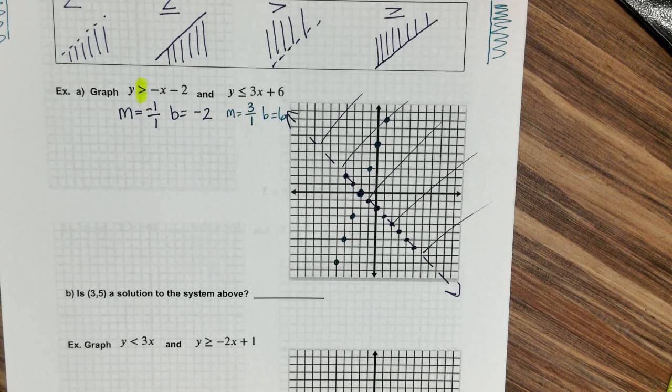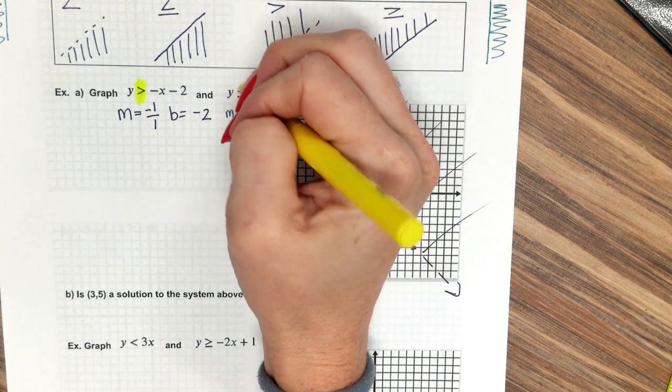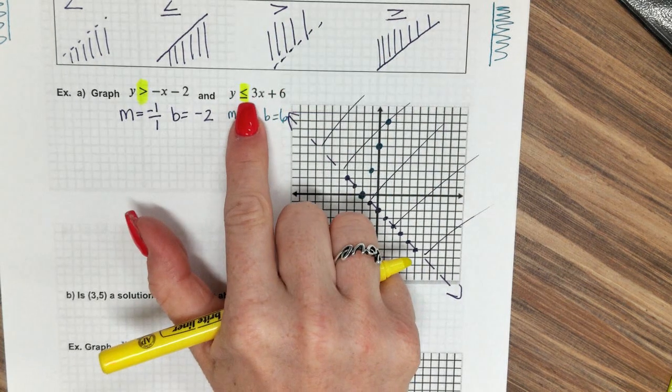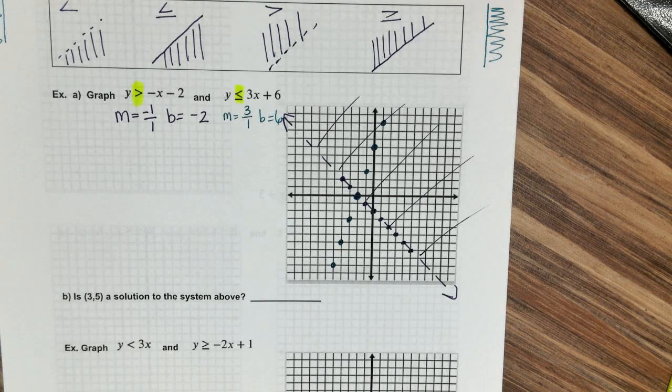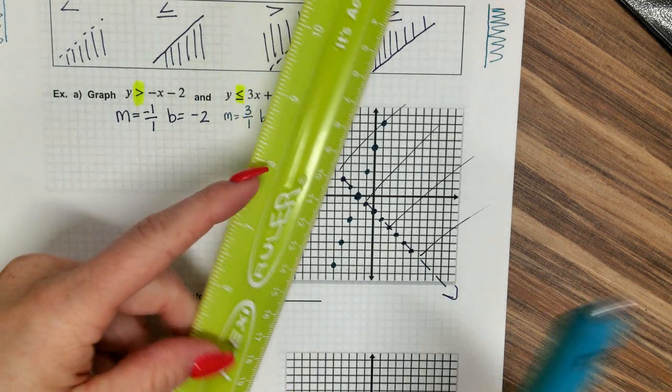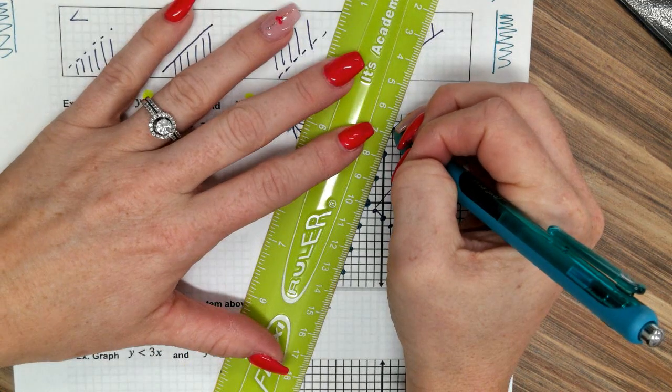Now, we're not looking at the point where they intersect. We're looking at the point where their shadings intersect, okay? So before we do anything, we got to look at, is it going to be a dashed line or a solid line? Solid. So I'm going to take my ruler and connect the dots, and I'm going to make it a solid line.